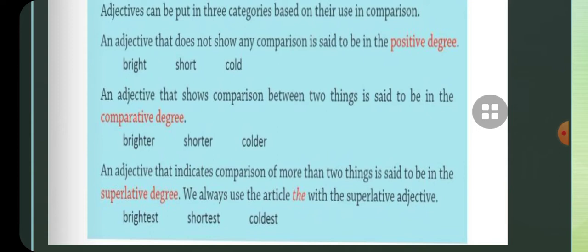Here, children, three degrees are there: positive degree, comparative degree, and superlative degree. In positive degree, we are talking about only one person or one thing, and it is simple: bright, cold. And comparative degree, when we compare two things, we add er to the adjective. And when we compare more than two things, it is said to be superlative degree. The third degree is superlative degree, and we add est to the adjective and write the article the before the adjective.